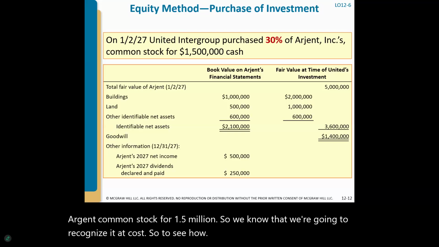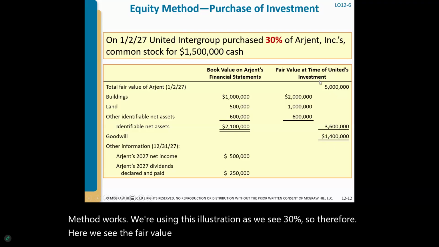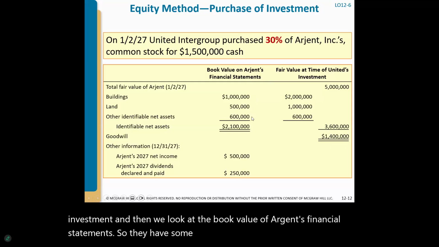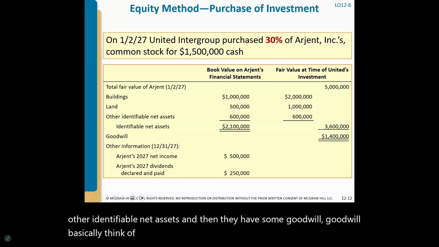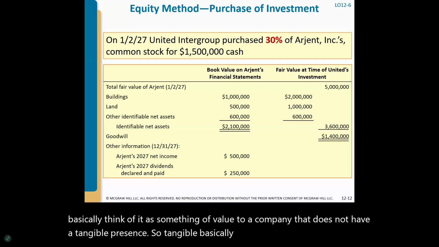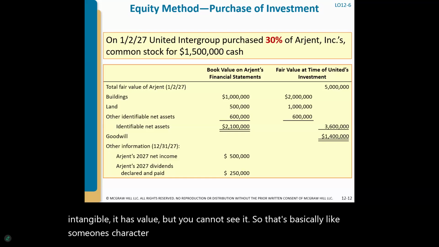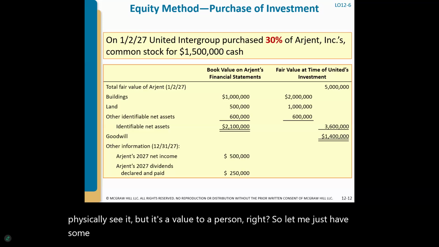To see how the equity method works, we are using this illustration with 30%. Here we see the fair value at time of United's investment, and then we look at the book value of Argent's financial statements. They have some buildings, land, some other identifiable net assets, and then some goodwill. Goodwill, basically think of it as something of value to a company that does not have a tangible presence. Tangible represents something that you can physically perceive with your five senses. You can see it, you can touch it. But intangible has value, but you cannot see it. That's like someone's character, someone that keeps their word. We can't physically see it, but it's of value to a person. Then we have some other information: Argent's net income, Argent's dividends declared, and things of that nature.